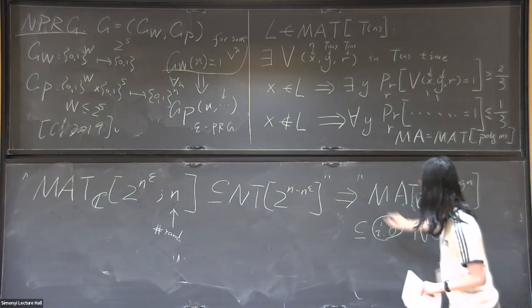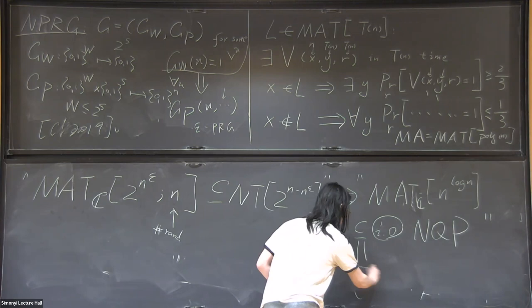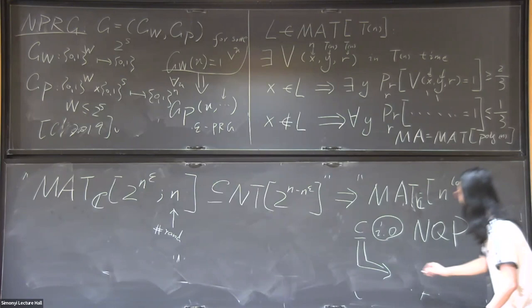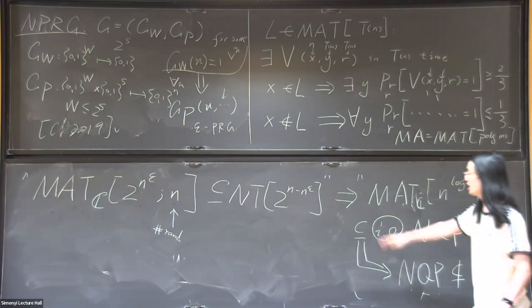So this is the bootstrapping, and this faster generalization, like MA with a C verifier in NQP, will imply NQP is not in polynomial size C. So the bootstrapping is the thing I will talk about next. Here I will try to explain why this works.